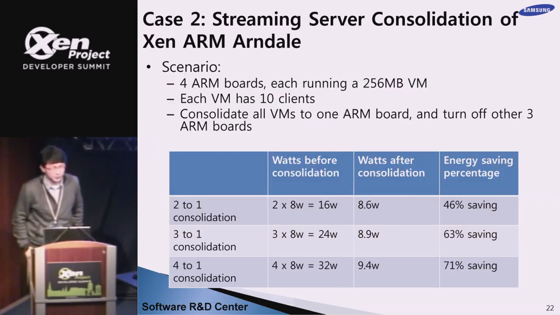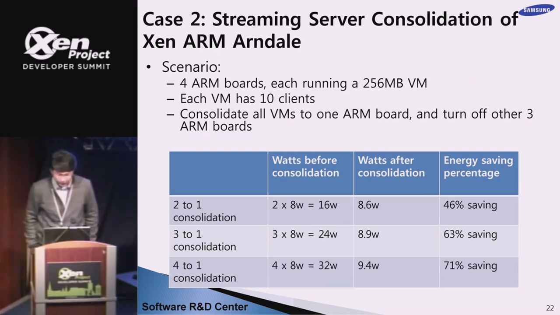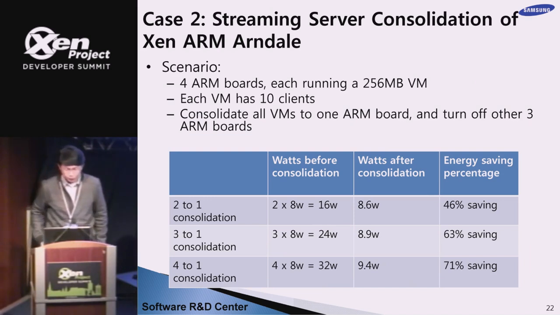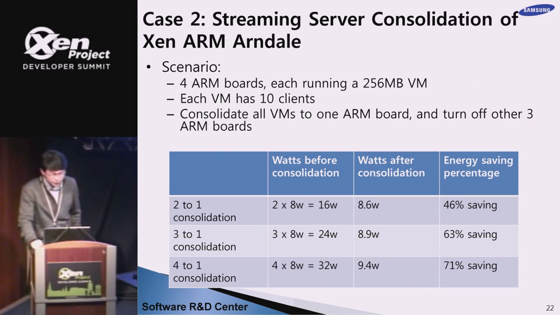Okay, back to the live migration. One of the key use cases of live migration is server consolidation for energy efficiency, and of course, it works very nicely. If you can consolidate many servers, then the energy saving ratio increases, of course. This is quite an obvious result.